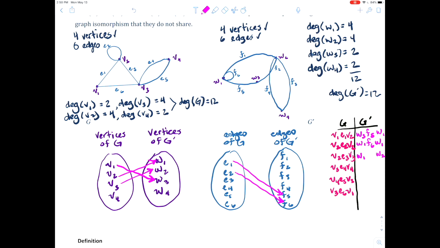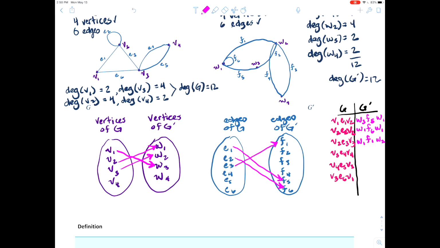Let's see if it works. In our original graph G, we have edge 3 in between V2 and V3. So in between the vertices of degree 4 was edge 3. In G prime, in between the vertices that both have degree 4, which are W1 and W2, what do we have? We have F1. Beautiful. So that would mean an edge correspondence of E3 mapping to F1. Groovy? Okay, continuing.